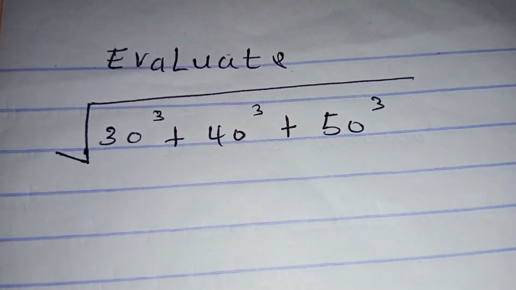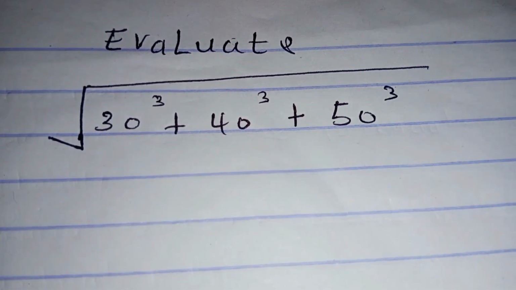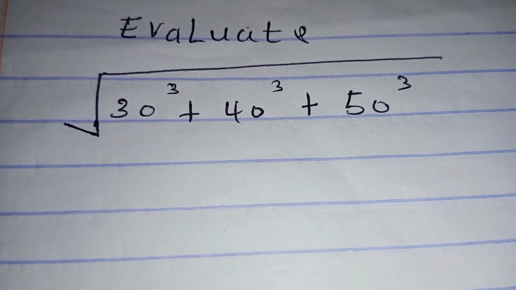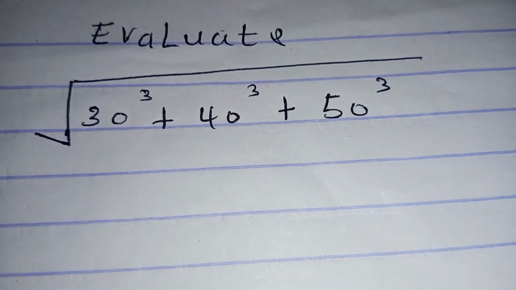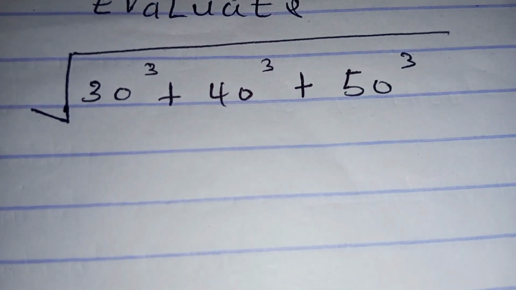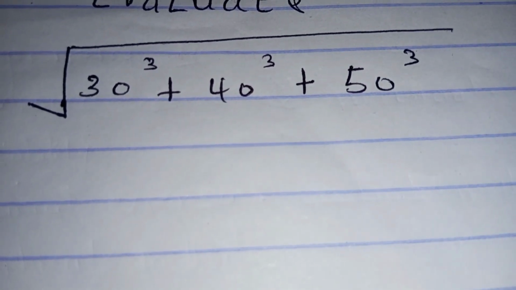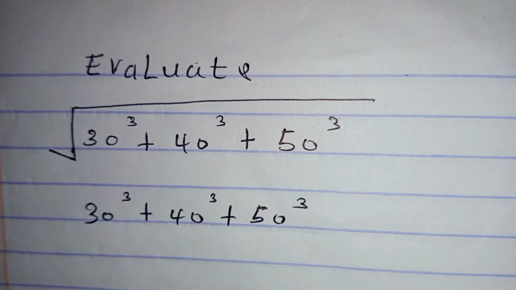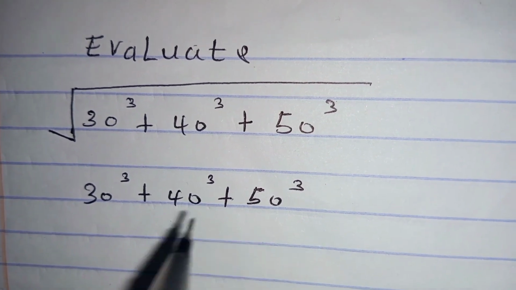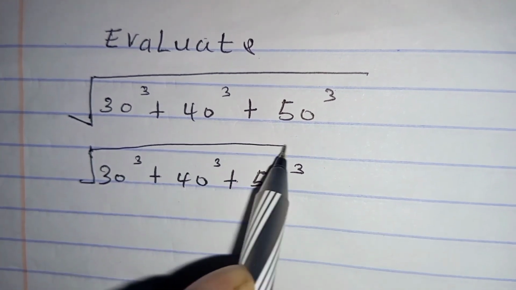Hello viewers, welcome to today's video where we are looking at how to evaluate the square root of 30 cubed plus 40 cubed plus 50 cubed, and you are required to leave your answer in surd form. So to do that, we want to simplify what is inside the bracket, and then later on we are going to take the square root. So what is inside is 30 cubed plus 40 cubed plus 50 cubed, everything we are taking the square root of.